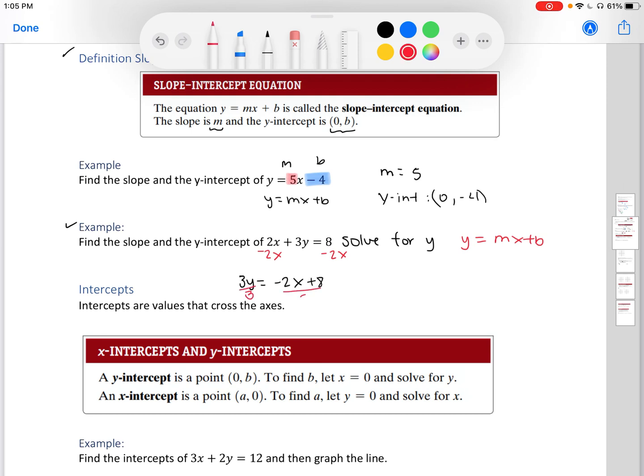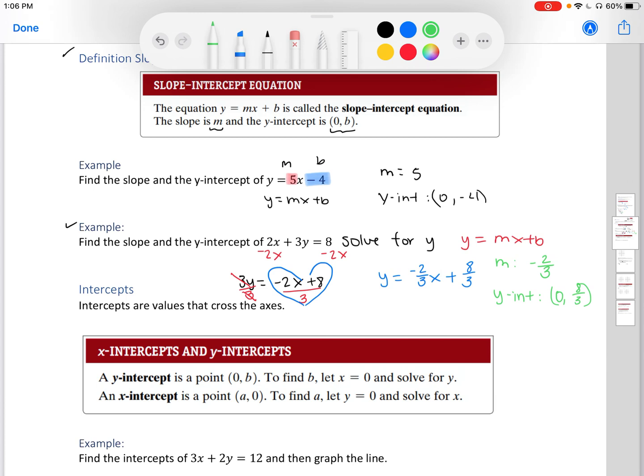Let's divide by positive 3 to get y by itself. And so that gives us y equals, now remember the 3 divides both the x and the constant, so we have -2/3 x + 8/3. So our answer would be: our slope is -2/3, and our y-intercept is (0, 8/3), because that's a coordinate point.